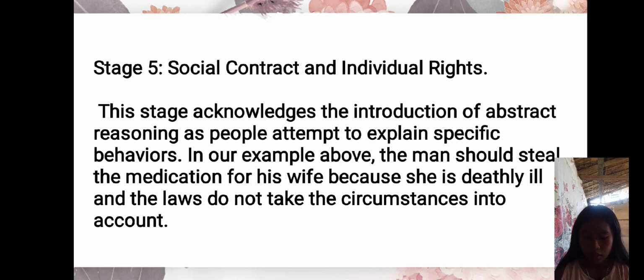This stage acknowledges the introduction of abstract reasoning as people attempt to explain specific behaviors. In our example above, the man should steal the medication for his wife because she is deathly ill, and the laws do not take circumstances into account.